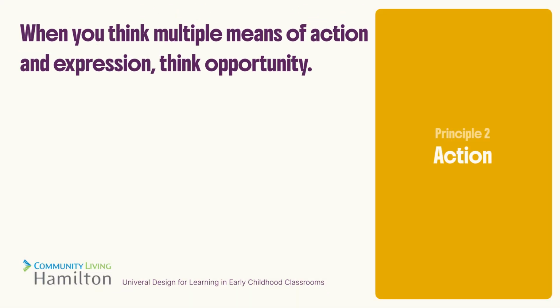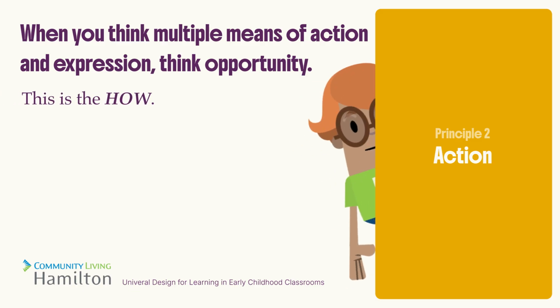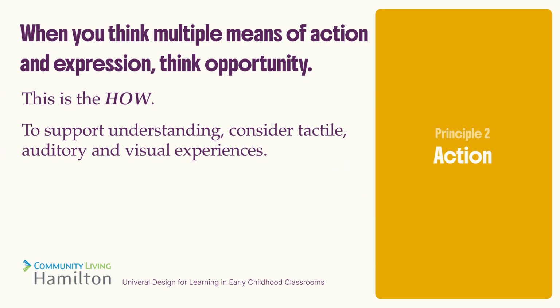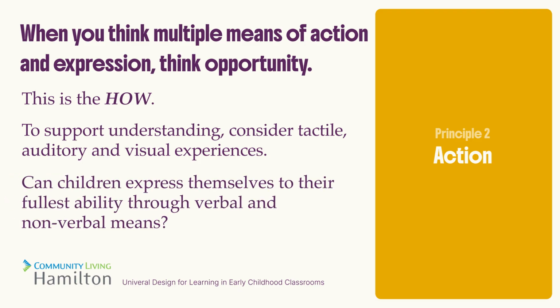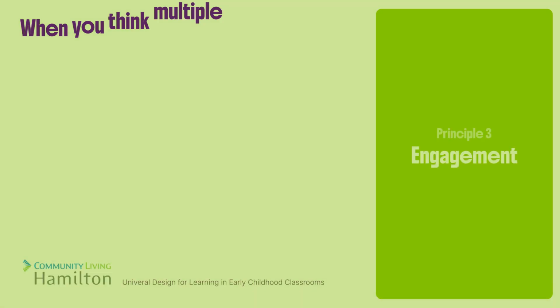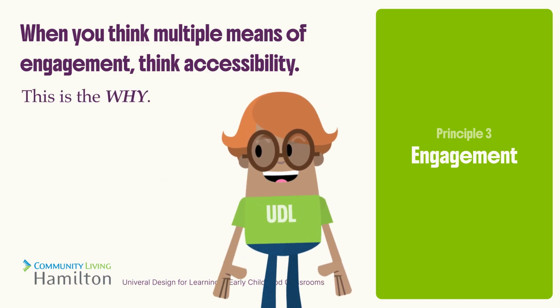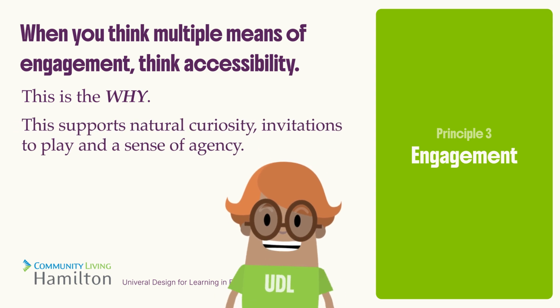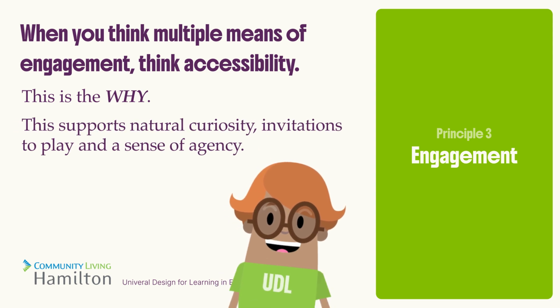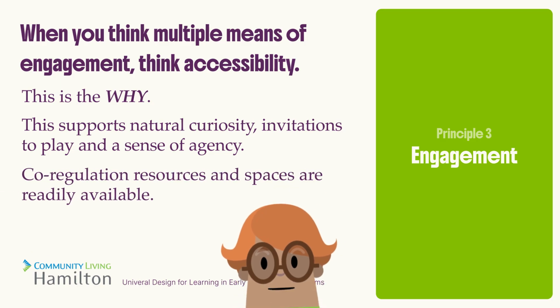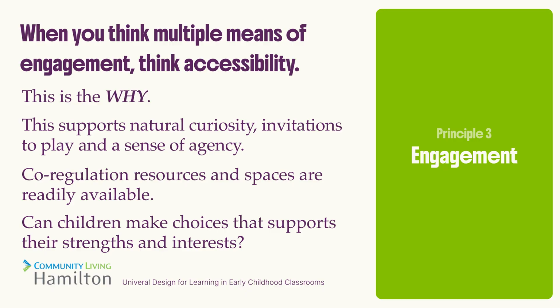When you think multiple means of action and expression, think opportunity. This is the how. To support understanding, consider tactile, auditory, and visual experiences. Can children express themselves to their fullest ability through verbal and nonverbal means? When you think multiple means of engagement, think accessibility. This is the why. This supports natural curiosity, invitations to play, and a sense of agency. Co-regulation resources and spaces are readily available. Can children make choices that support their strengths and interests?